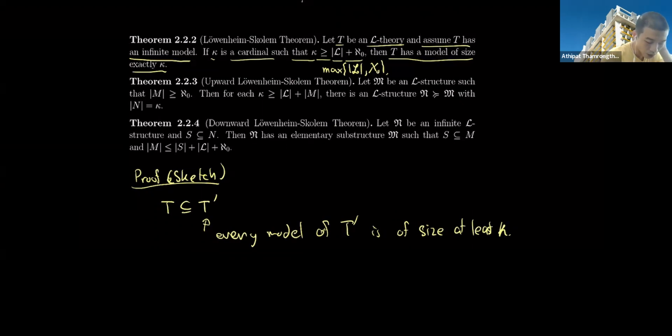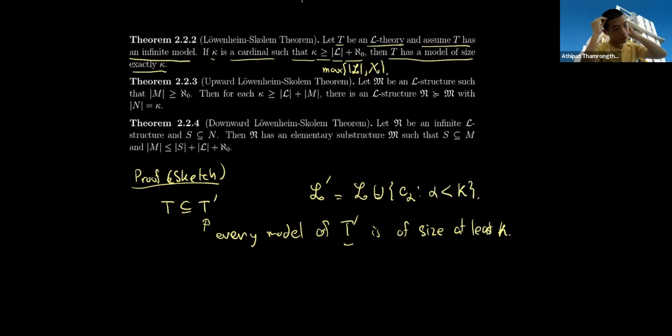And how do we do that? What we're going to do is expand our language L to L prime by adding distinct constant symbols, let's say c_alpha, for every alpha less than kappa. Okay, and we're going to say that each of these symbols is distinct.